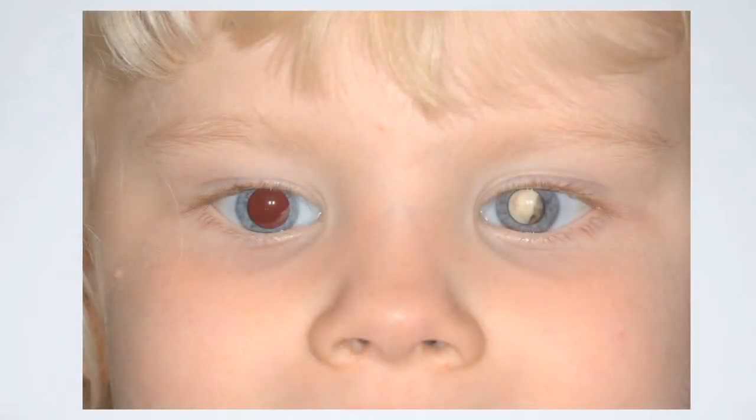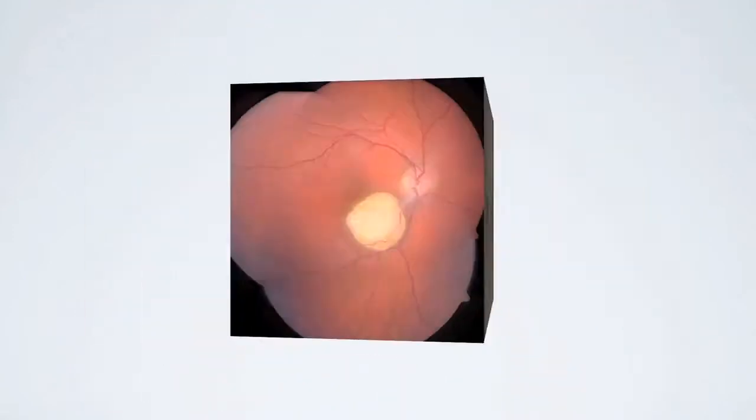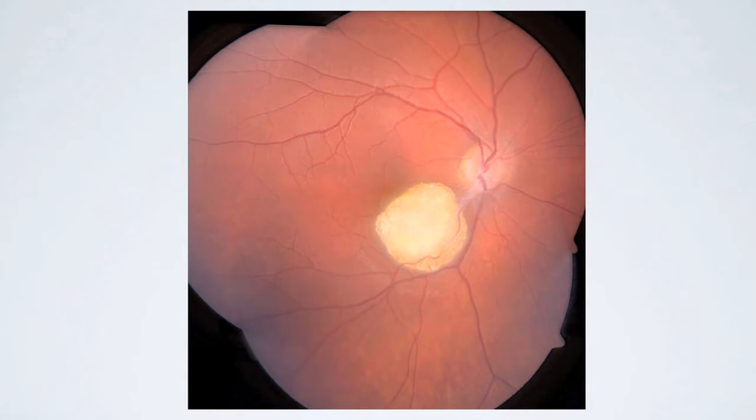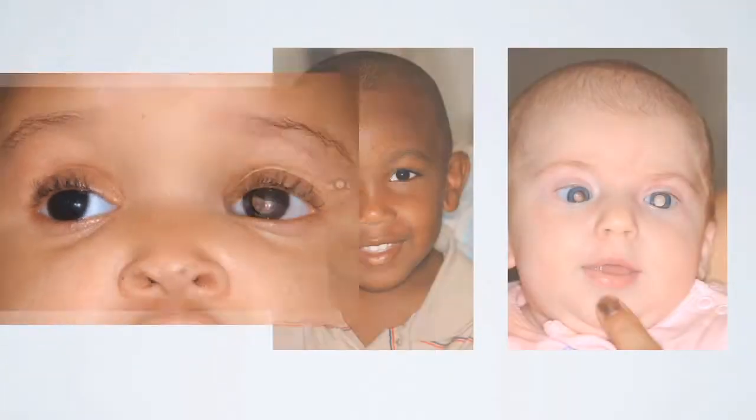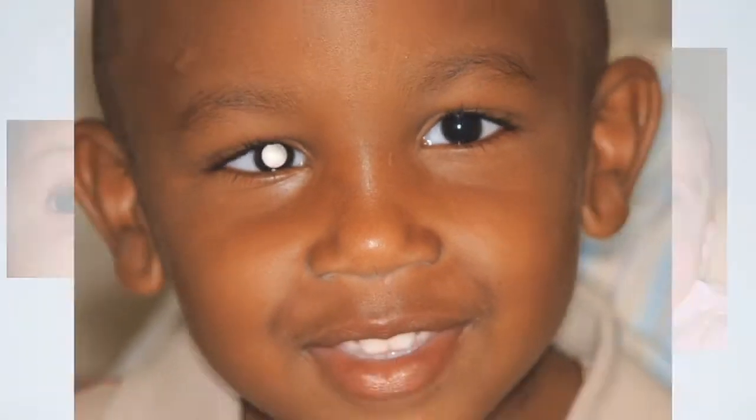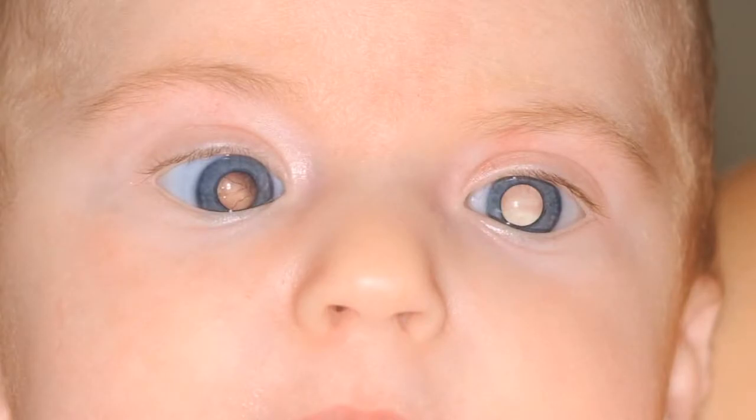In this video, we discuss the various presentations of retinoblastoma, differential diagnosis, and treatment modalities. About 2/3 of cases of retinoblastoma are unilateral and 1/3 are bilateral.